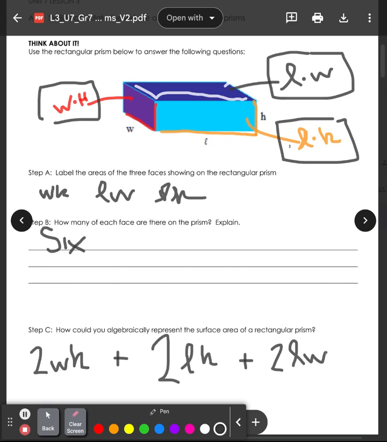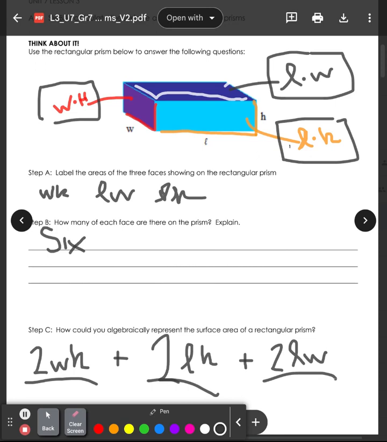So the first key point that you should write in your notebook, kiddos, is that a rectangular prism has 3 sets of congruent faces. And this is what we see here. The front and the back are the same. The top and the bottom are the same. And the left and the right are the same. So once again, a rectangular prism has 3 sets of congruent faces.